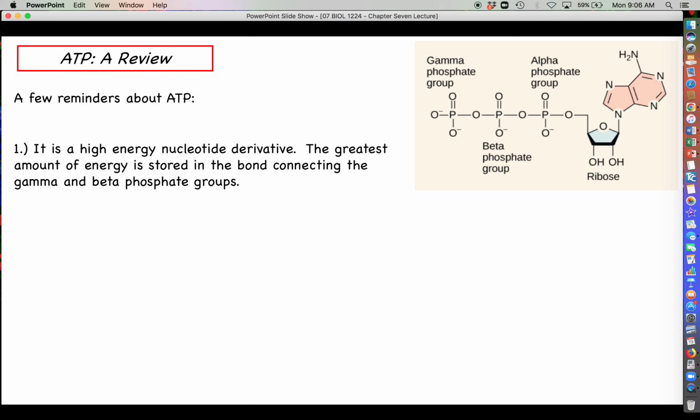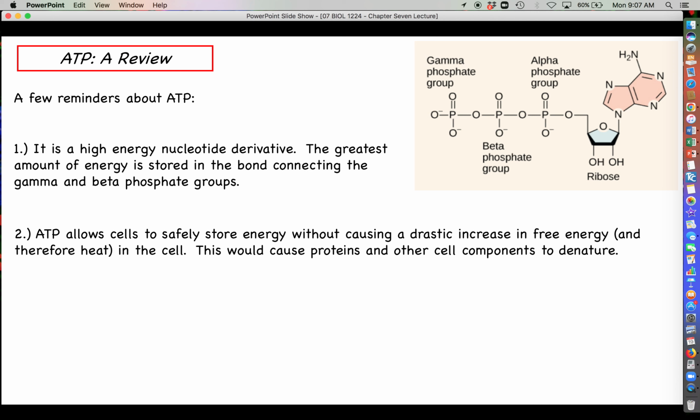Number one, ATP is a high-energy nucleotide derivative, and we've seen before that the greatest amount of energy that it carries is in the bond that attaches the gamma phosphate to the beta phosphate group. If we want to harvest energy out of ATP, we only need to break this phosphodiester bond right here, release that energy, and put it to good work through energy coupling. When we do that, we create a low-energy ADP molecule, and if we want to resynthesize ATP, we need to reattach that third gamma phosphate onto the ADP to reform ATP.